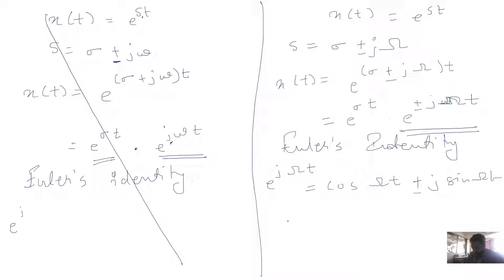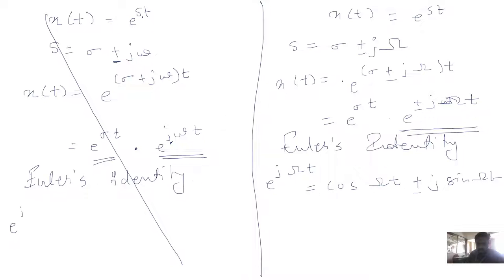If I put this in this equation, what I'm going to get is x of t equal to e raised to sigma t as it is. In the bracket I'm going to get cos of omega t, again plus or minus j sin omega t.